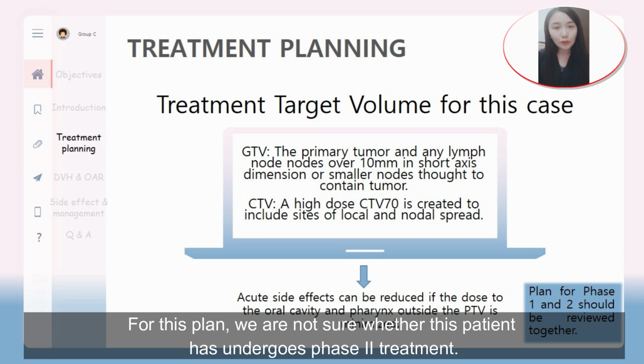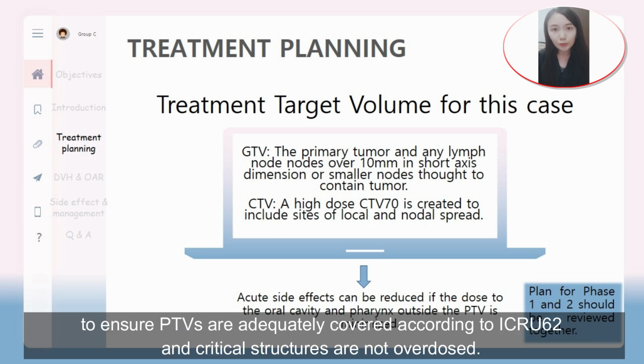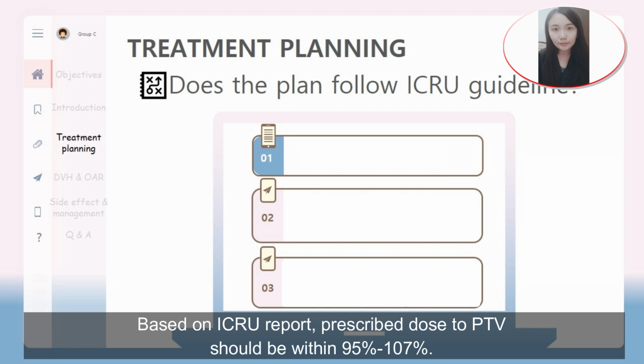For this plan, we are not sure whether this patient has undergone phase 2 treatment. If yes, the plans for phase 1 and phase 2 should be reviewed together to ensure PTV are adequately covered according to ICRU 62 and critical structures are not overdosed. Acute side effects will be reduced if the dose to the oral cavity and pharynx outside the PTV is minimized. Based on ICRU report, dose should be within 95 to 107%.